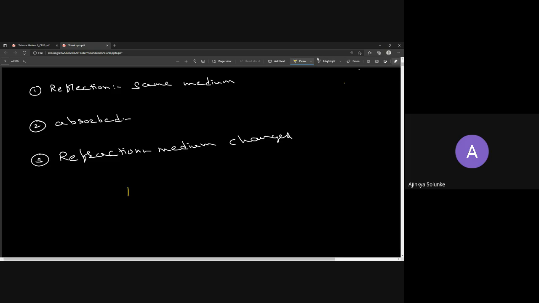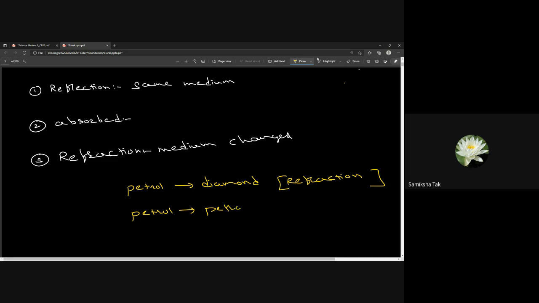Let us have an example. Suppose the light is traveling from petrol to diamond. Is the substance different? Yes, obviously, petrol is different, diamond is different. Then is it reflection or refraction? Refraction, obviously, because the medium has changed. And what if the light is traveling from petrol to petrol? Reflection. Okay, good. What if the light is traveling from petrol to diamond to petrol again?